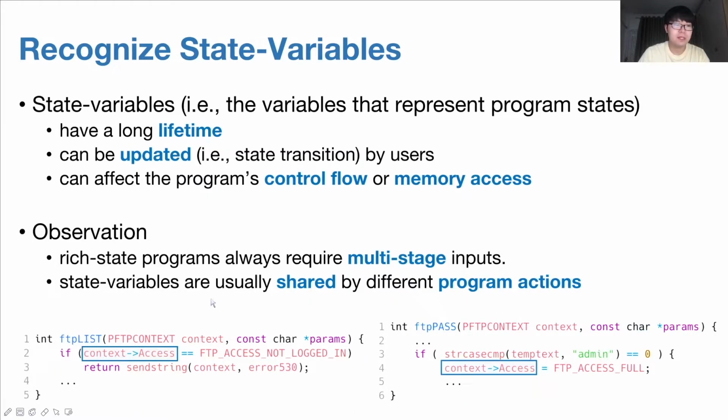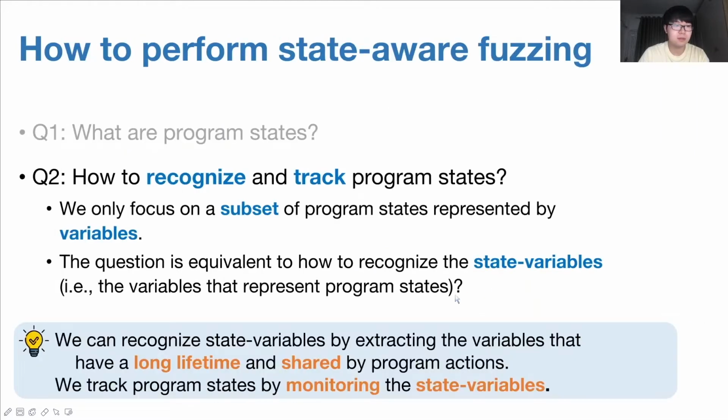We also observed that state variables are usually shared by different program actions. For example, the variable access is read by the FTP list action and updated by the FTP pass action. Therefore, we can recognize state variables by extracting the variables that have a long lifetime and are shared by program actions. Then we track program states by monitoring the state variables.